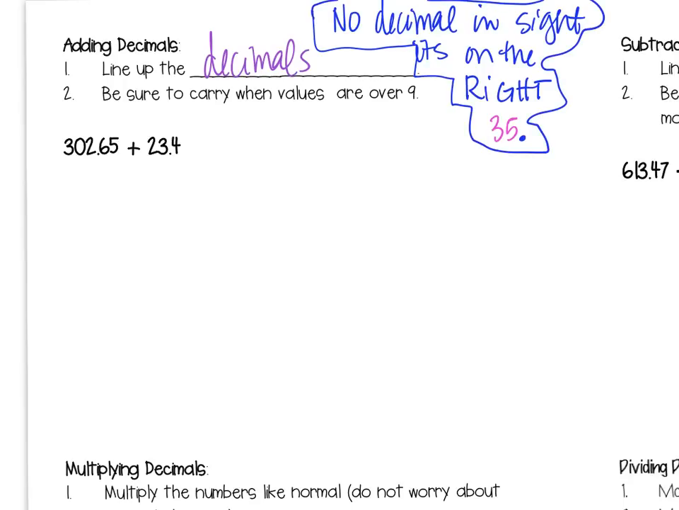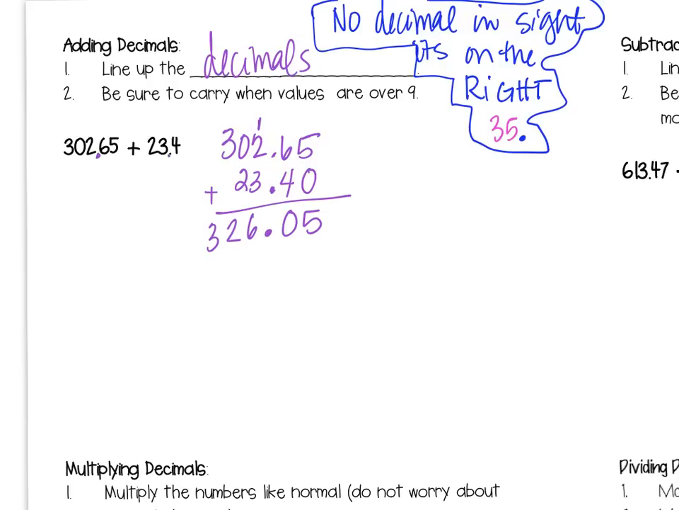Okay, so let's look at this problem. I have a decimal here and a decimal here. No big deal, line them up. 302 and 65 hundredths, 23 and 4 tenths. Now, is it necessary for you to put that placeholder? Absolutely not when you're adding. Does it hurt you if you do it? Absolutely not. So if you need to, do it. 5 plus 0 is 5. 6 plus 4 is 10. Bring that decimal straight down. Carry that 1. 2 plus 3 is 5, plus 1 is 6. 2 plus 0 is 2. 3 plus nothing is 3.